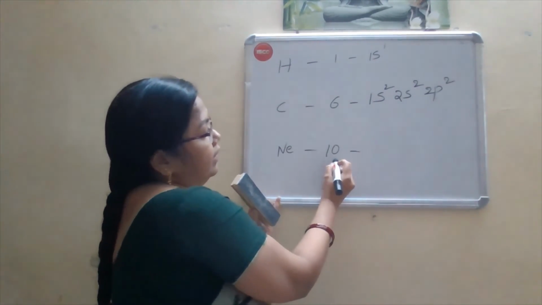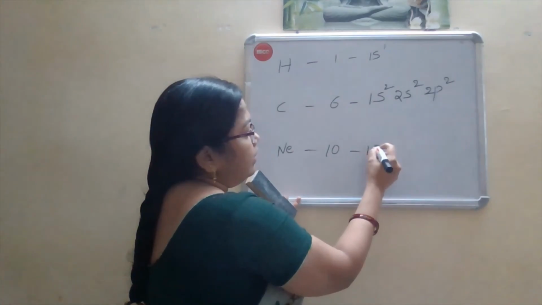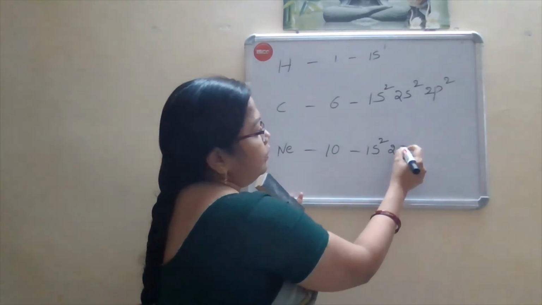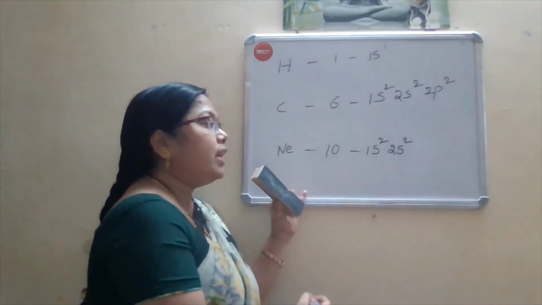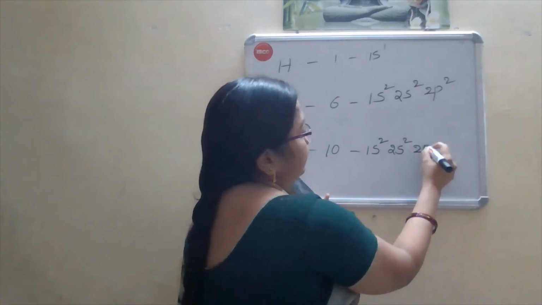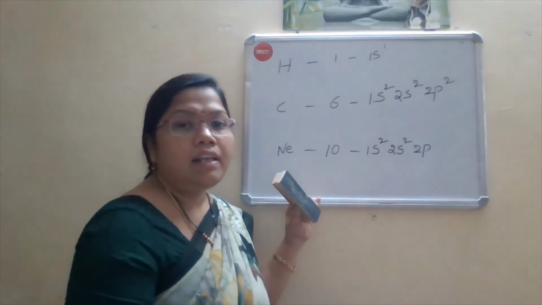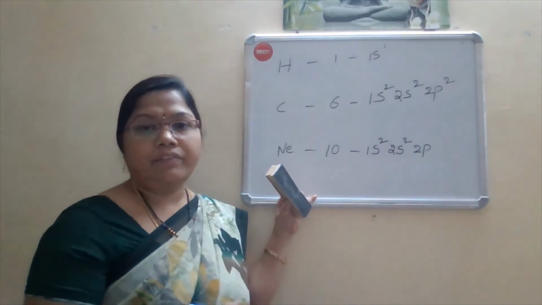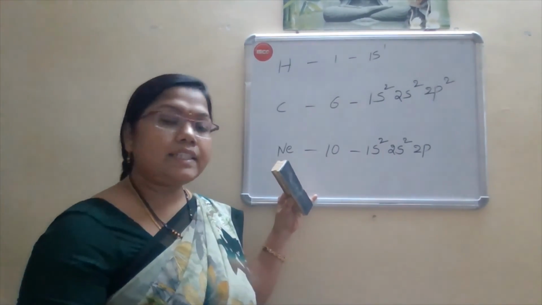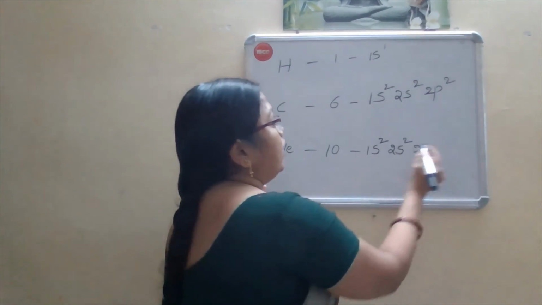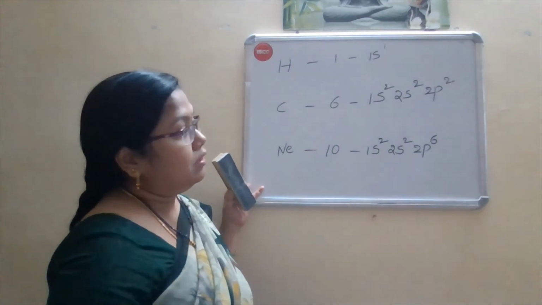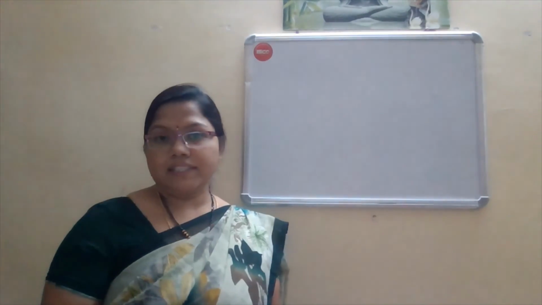Next neon. Neon atomic number 10. First 2 electrons enter into 1s subshell. Next 2 electrons enter into 2s. Next electrons enter into 2p. P subshell has 3 orbitals. 3 orbitals have 6 electrons. So the remaining 6 electrons occupy the p orbitals. This is today's video.